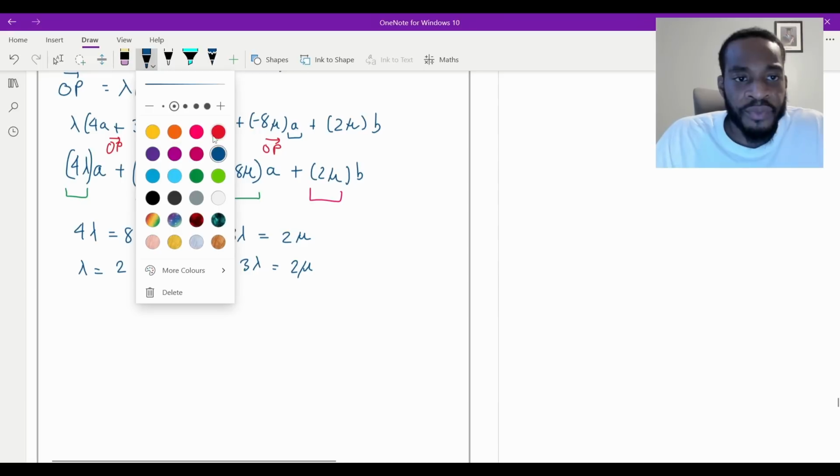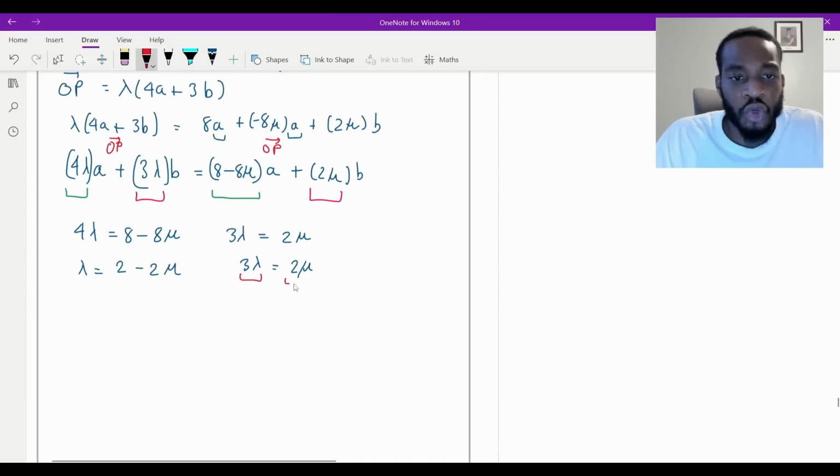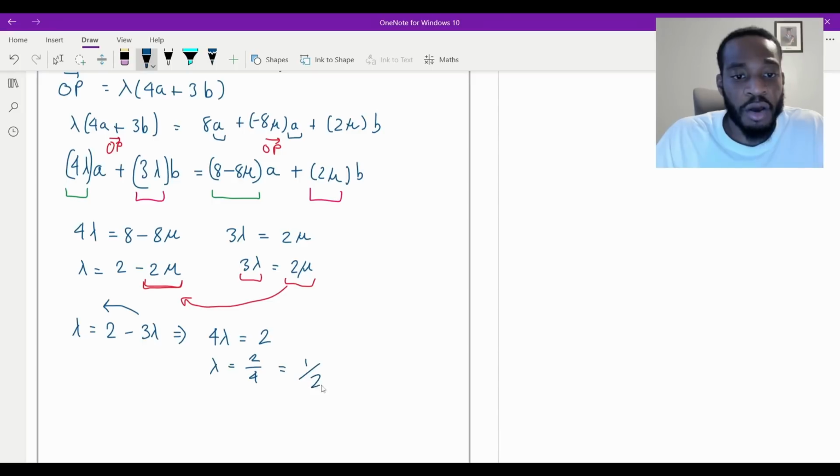But if you look at it, I know that 3 lambda is 2 mu. I actually have 2 mu over here, so what I can do is sub this in there, because that is 3 lambda. So I can now say that lambda is equal to 2 minus 2 mu, which from here we know is 3 lambda. Now this eliminates mu, and I can figure out what lambda is. If I now add 3 lambda onto the left-hand side, I'm going to have 4 lambda is equal to 2. And that way, lambda is equal to 2 over 4, which means it's equal to 1/2. I've now calculated the value of lambda that we needed.